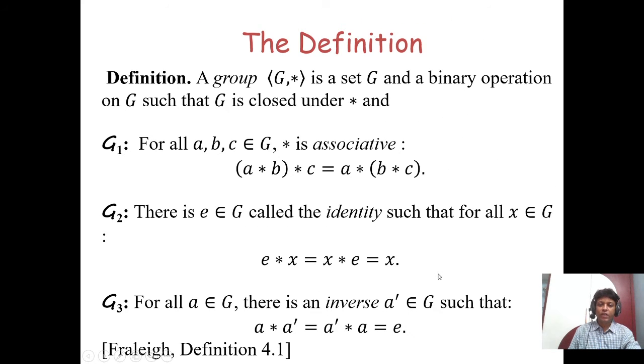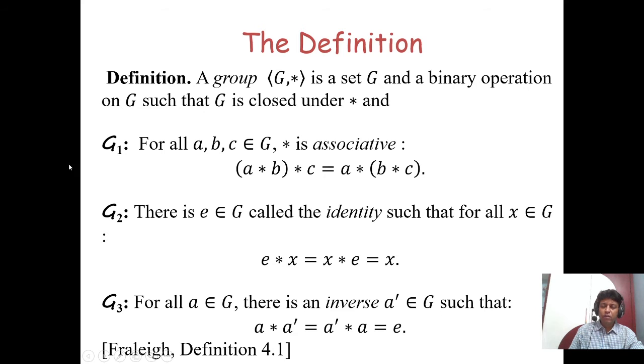And G3, the last one: for all a belonging to G, there is an inverse element a prime, called the inverse element of a, such that a star a prime equals a prime star a equals e. So these three are the main important properties of groups. G is said to be a group if these properties hold.